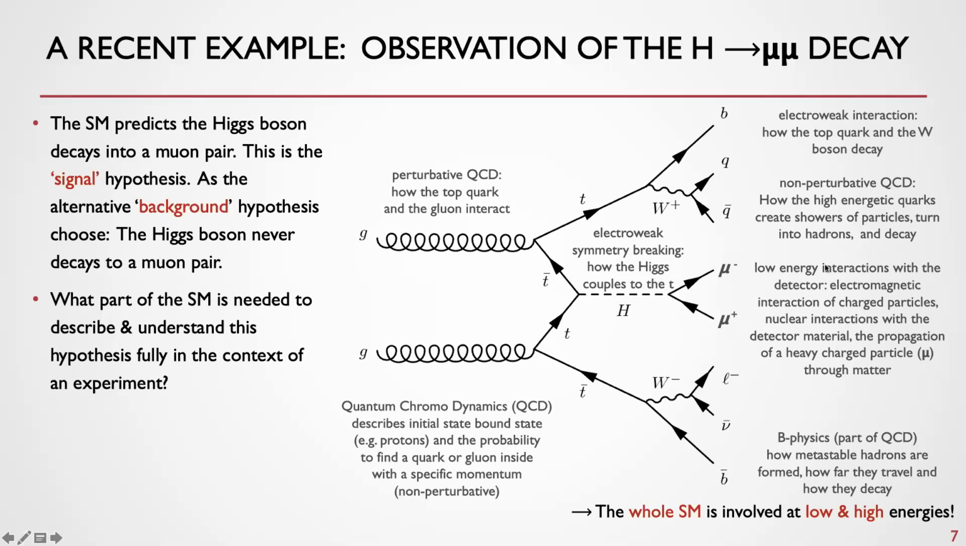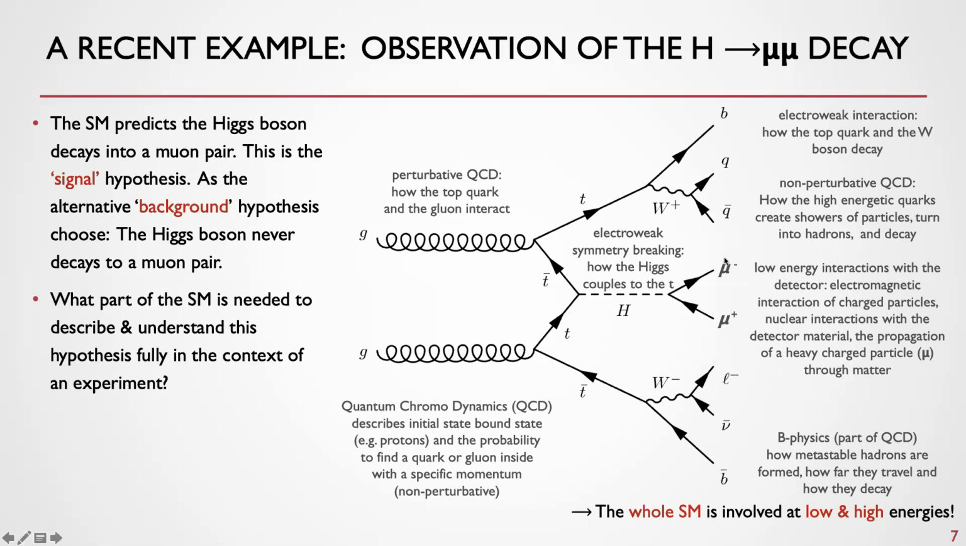Then we need the interaction of the muon with the detector. We need to understand how it produces electromagnetic radiation as its path is bent in the magnetic field. What happens when it hits the detector? The muon can hit or go close by a nucleus, so we also need to understand nuclear interaction with the detector material.